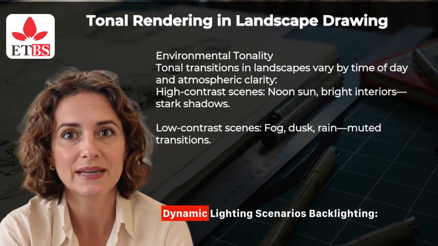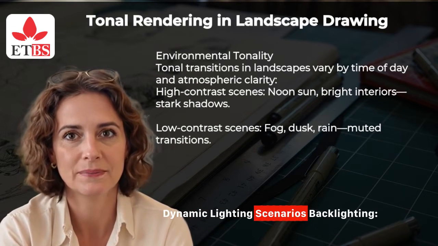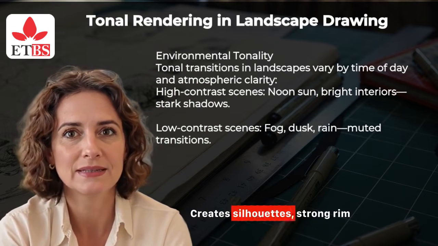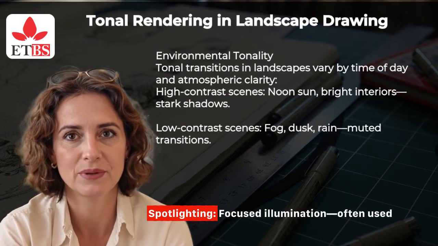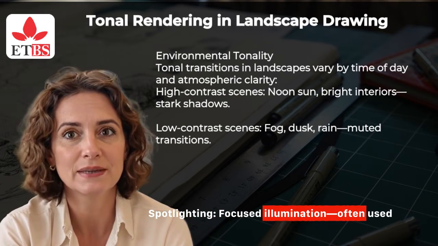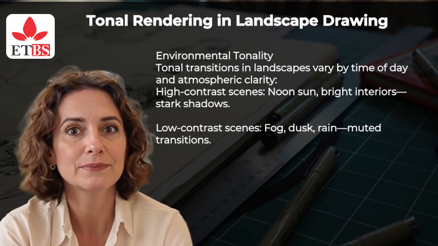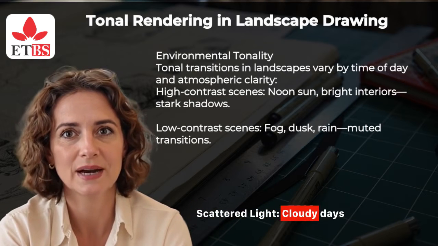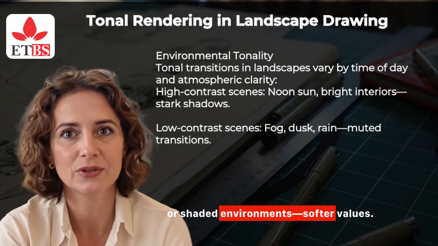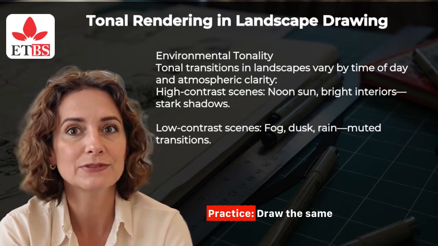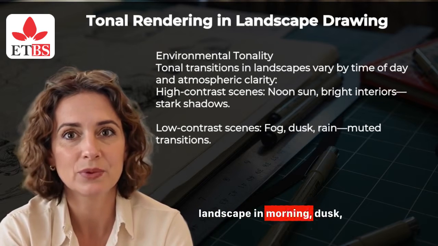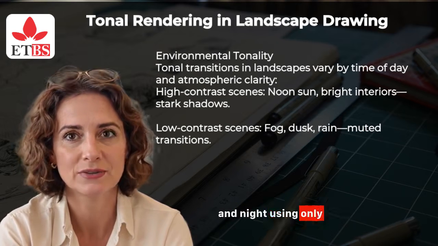C. Dynamic lighting scenarios. Backlighting: creates silhouettes, strong rim lights. Spotlighting: focused illumination, often used in night scenes. Scattered light: cloudy days or shaded environments, softer values. Practice: draw the same landscape in morning, dusk, and night using only values.